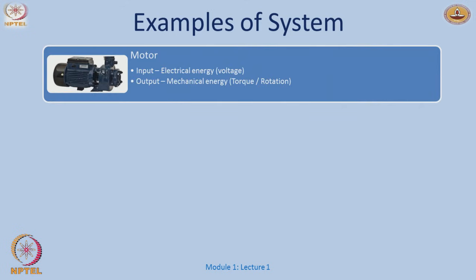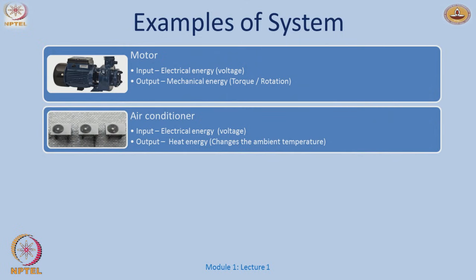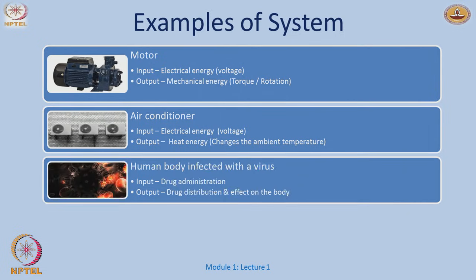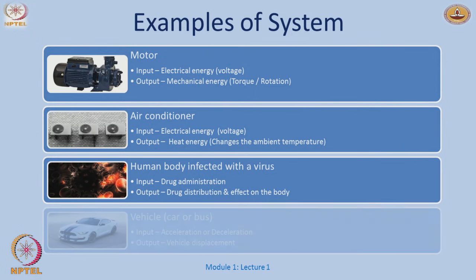Some of them are very obvious. You take the case of a motor, where I give an electrical input and I see the output as mechanical energy in the form of a torque. Air conditioner: the input again is electrical energy, and the output you can sense in terms of heat energy, which changes the ambient temperature. Human body infected with a virus: the input could be the drug prescription which you take, and the output could be the way the drug is distributed in the body and its effect in killing the virus. We will see how all this could actually be modeled mathematically.